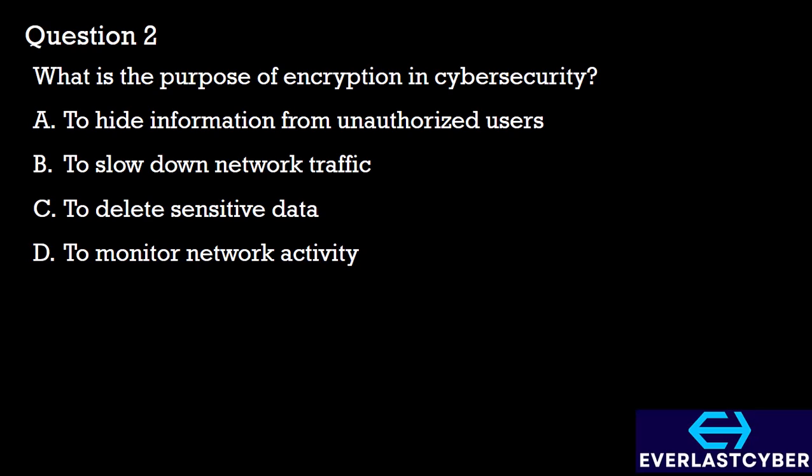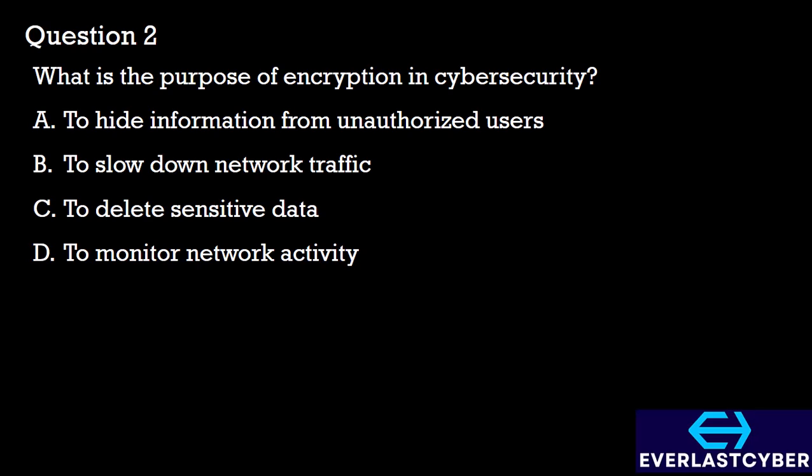For option A, encryption protects information sent over the network so that it cannot be accessed by outsiders. So it basically works by scrambling the data into a secret code that can only be unlocked with a unique digital key. So in that way, it hides information from unauthorized users. The other options are incorrect.